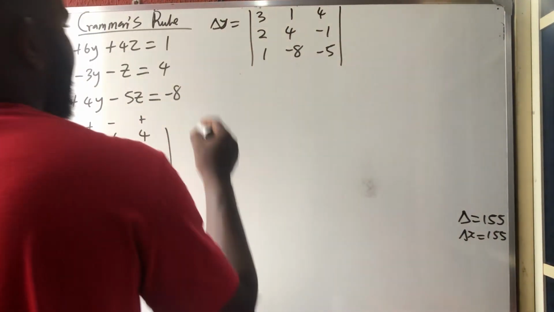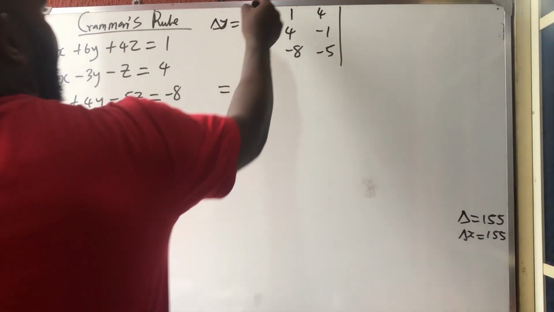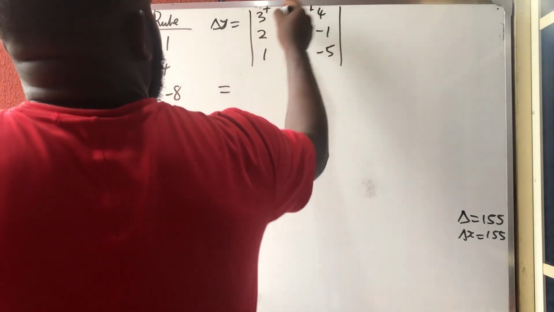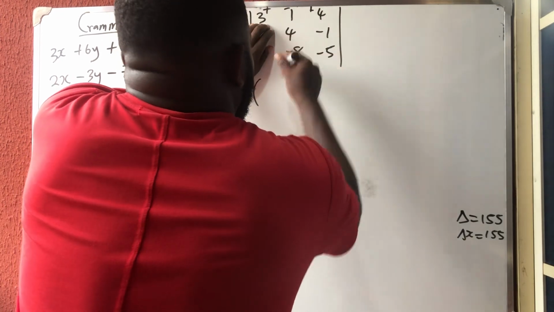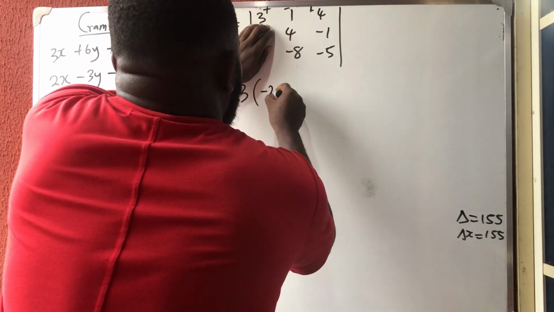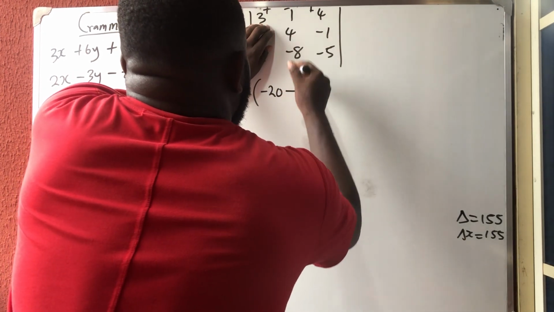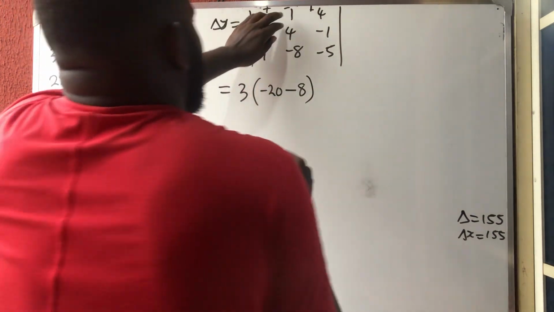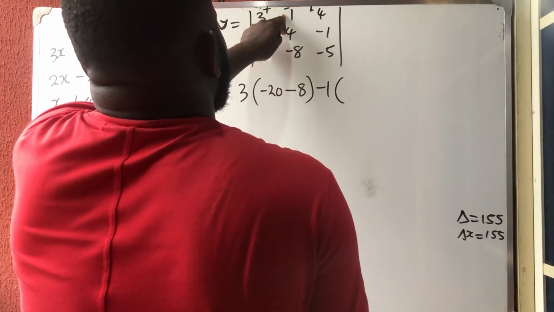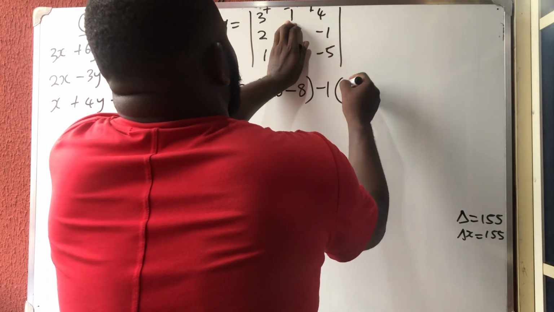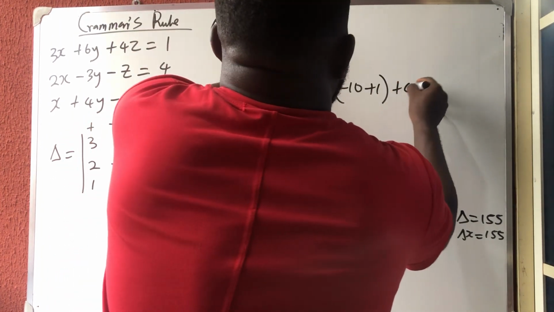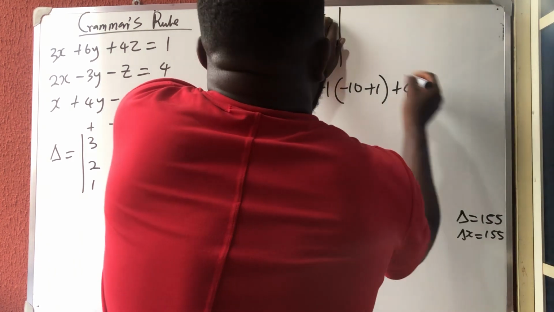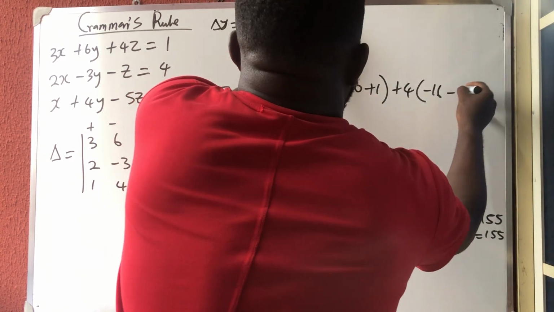So let us get the determinant. The determinant is now plus, minus, plus. So I'm taking my 3, closing here, this and this. This time this is what? Minus 20, original minus. This time this will give you plus 8. So I'm having minus 1, okay, closing here. This time this will give you minus 10. This time this will give you plus 1. Okay, then plus 4, closing here. This time this will give you minus 16 and minus 4.